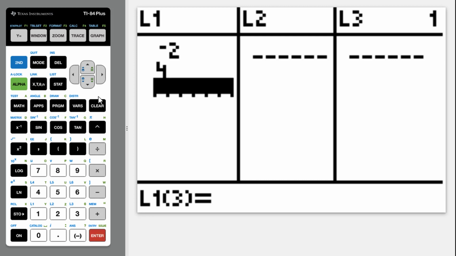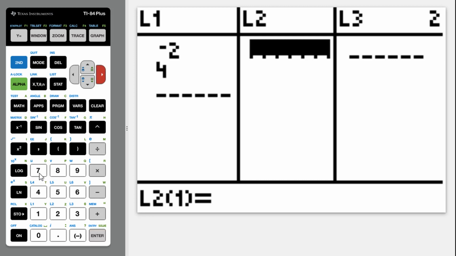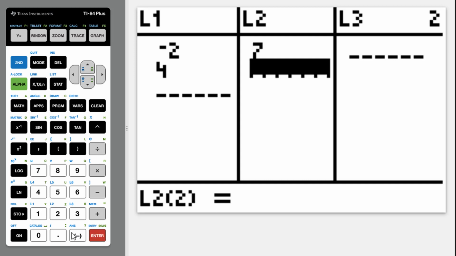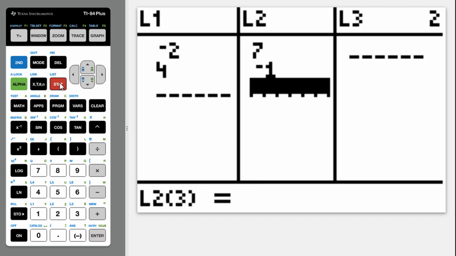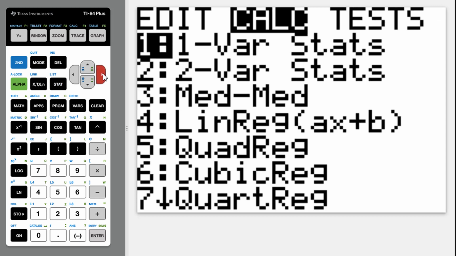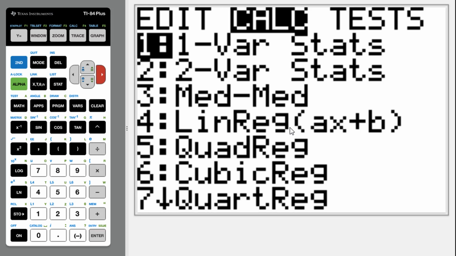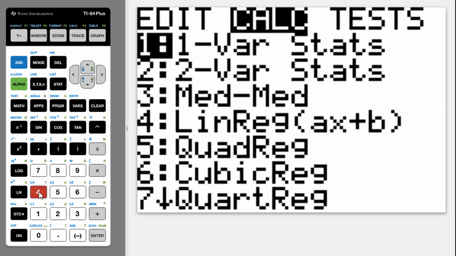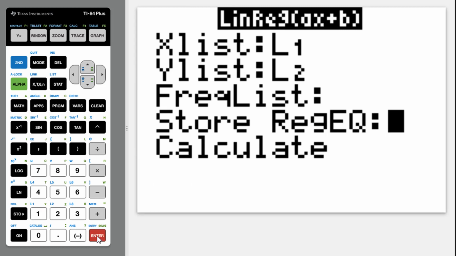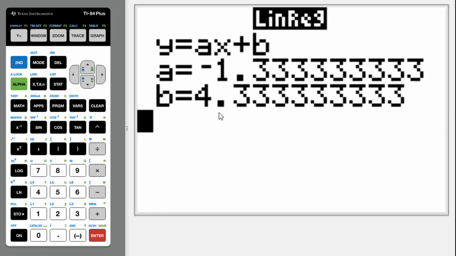X coordinates go to L1. Y coordinates 7 and -1 go to L2. Then press stat again, go to calculate. This is a linear regression line, so press 4 and enter. You will get A equals -1.3333, and B is 4.333. We can change this into a fraction.